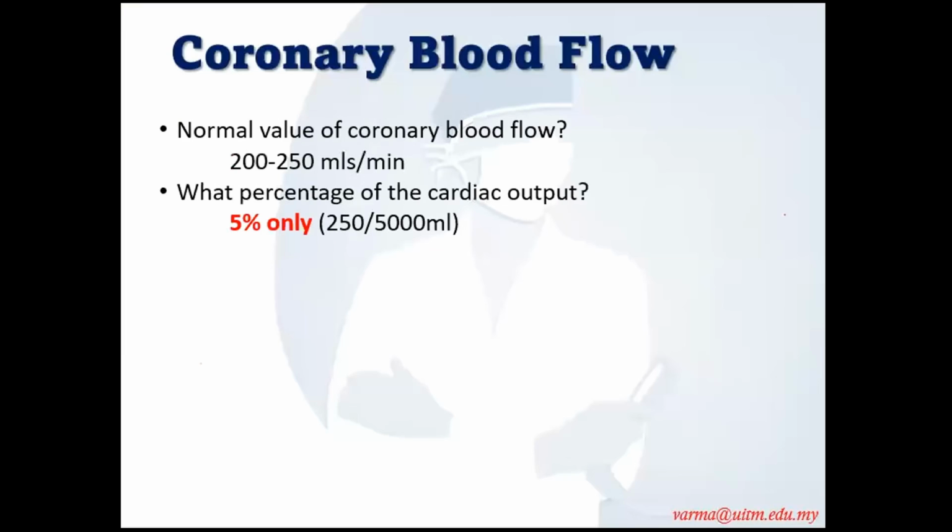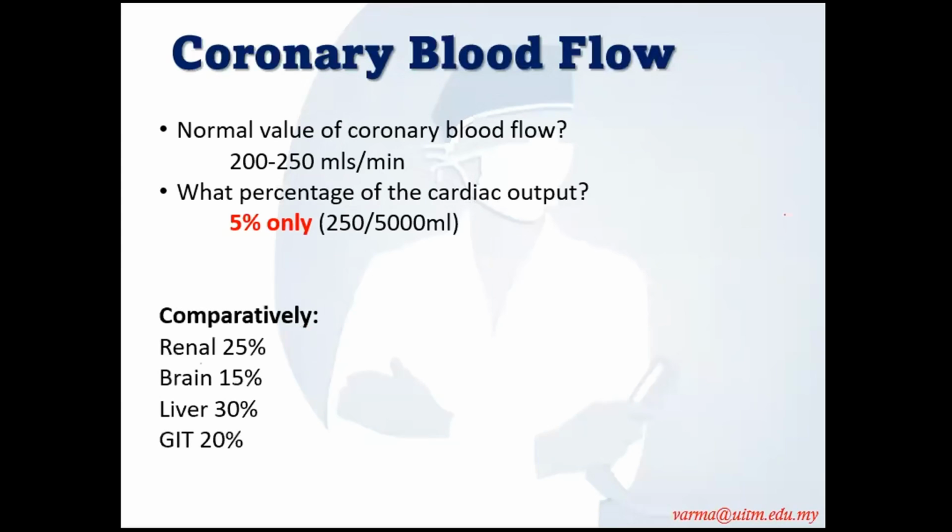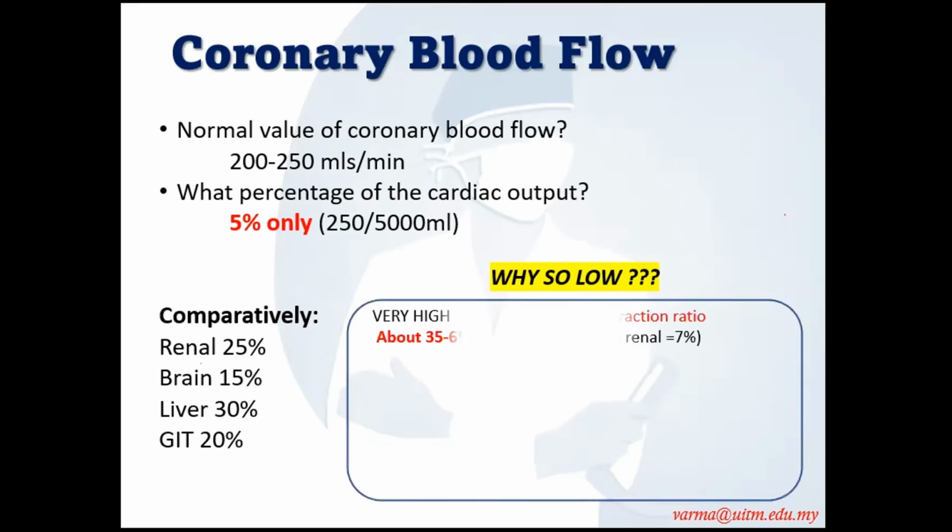Okay. So coronary blood flow, normal value is 200 to 250 mL per minute. Percentage of cardiac output is only 5%. The heart is ejecting so much, but it's only taking 5% for itself. So comparatively, renal 25%, brain 15%, liver 30%, GIT 20%. Why so low? It has a high extraction ratio, meaning oxygen extraction rate. Even though only 5% comes into it, it's able to extract such an amount, 35 to 65%. So let's say you got 100 mL oxygen, it takes back 65 mL. Compared to your brain, liver 20%, renal 7%.